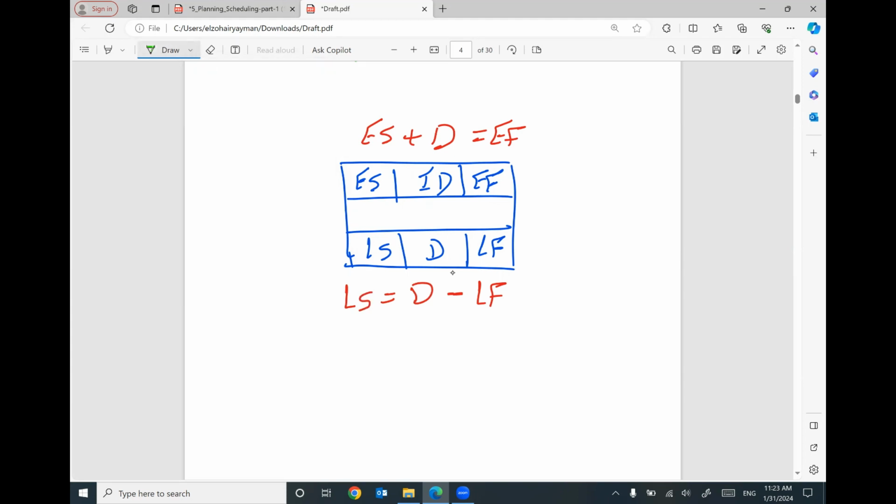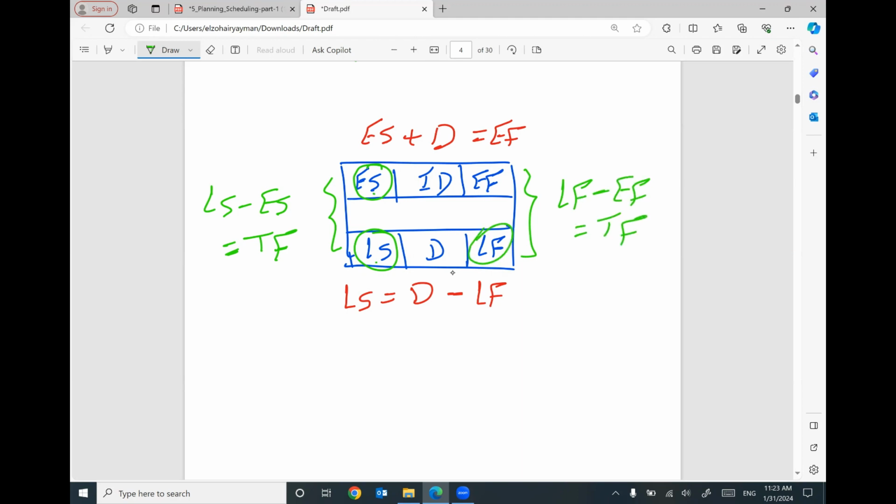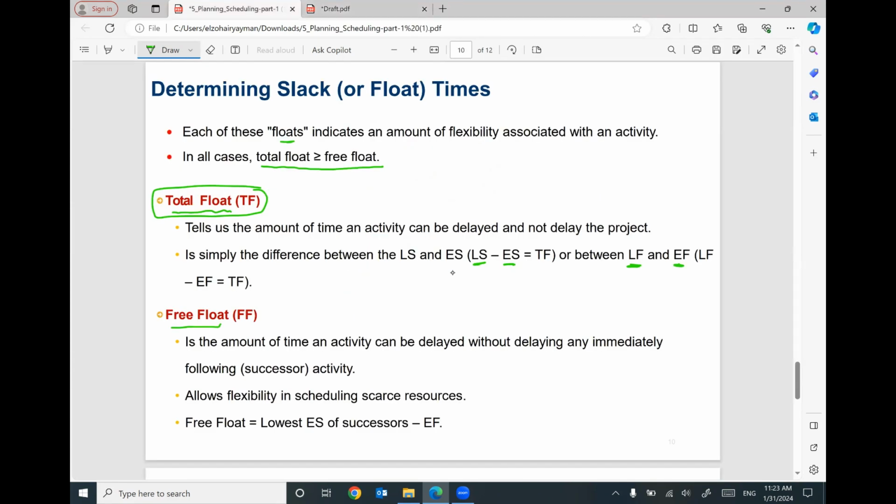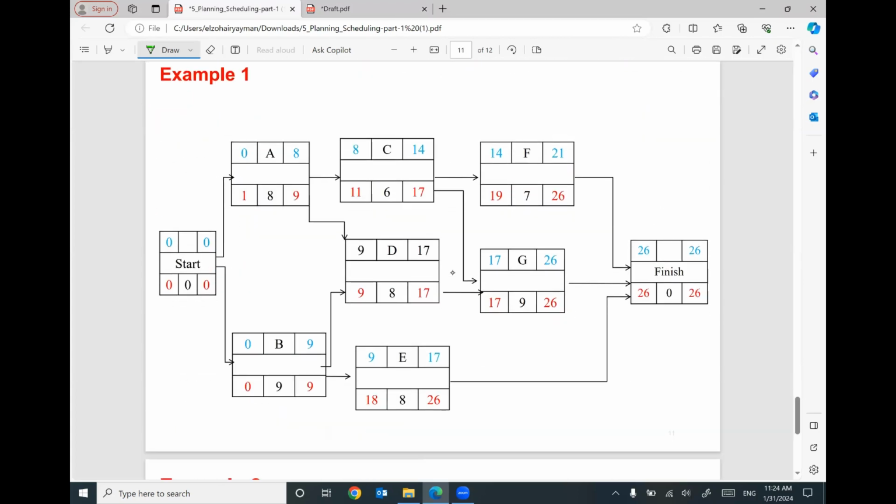Keep in your mind, late start minus early start will give you the total float. This number minus this number. The absolute value, late start minus early start. Or late finish minus early finish will give you the total float. This number minus this number will give you the total float. So the total float equals late start minus early start, or late finish minus early finish. This is the total float. So if you look at these activities after you are done with the forward pass and the backward pass, I can tell you the value of the total float for each activity.